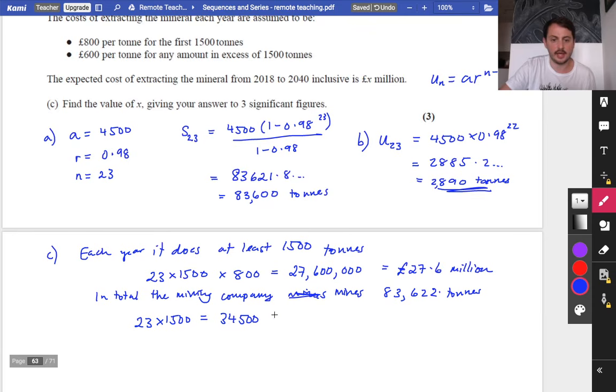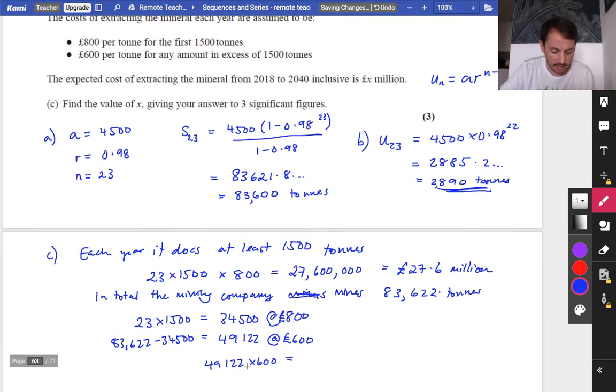34,500 at £800, which means that there are 83,622 minus 34,500 at the cheaper cost. So that's 83,622 minus 34,500. That means that there are 49,122 tonnes at the £600 cost. So I will do 49,122 times 600, which is 29,473,200. I've just put the decimal point in, 29.4732 million.